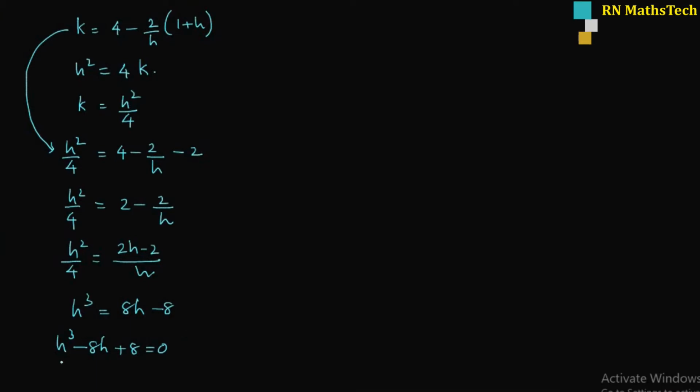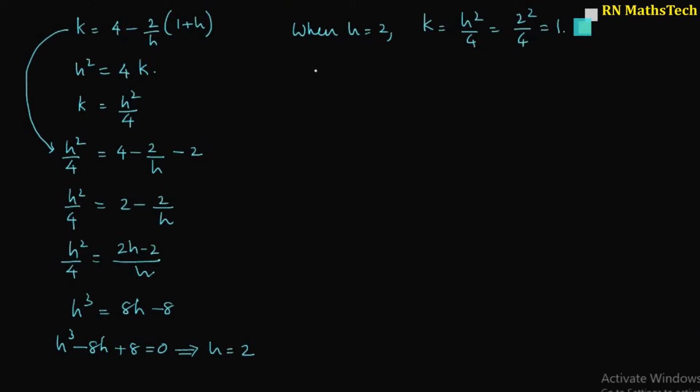Okay, h = 2 satisfies this equation. So h = 2. When h = 2, k = h²/4, that is 2²/4, so k = 1.